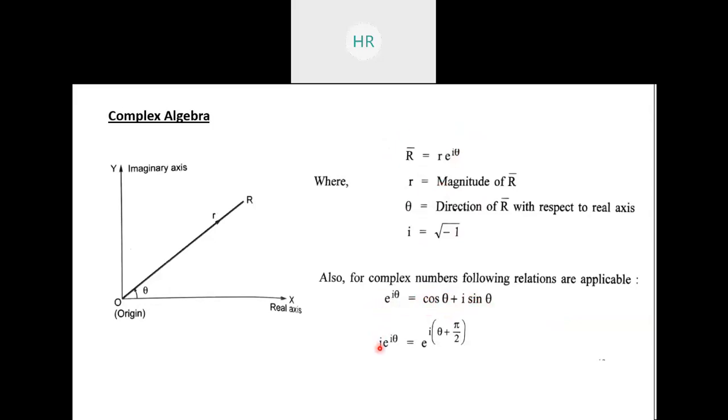And another property: i multiplied by e raised to i theta is equivalent to e raised to i theta plus pi by 2. This is also one of the important relations. If we multiply e raised to i theta with i, then we can write e raised to i theta plus pi by 2. Or you can say, if you multiply by i, then the orientation changes by 90 degrees. You can say that we are having theta plus pi by 2. So keep this in mind.